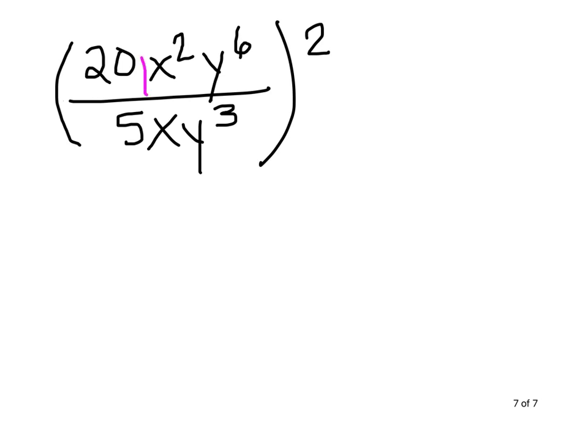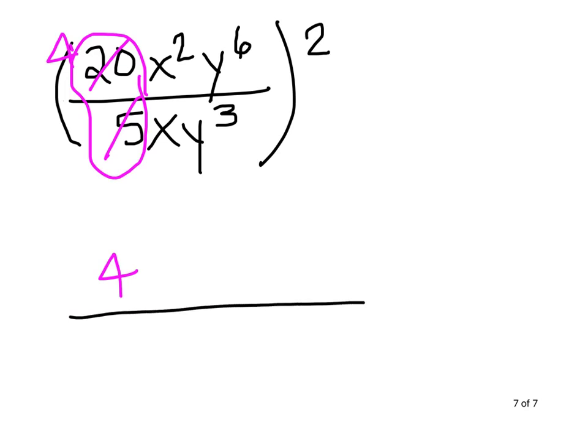Now, first thing I would do is the coefficients. And this one actually simplifies really well. So 20 divided by 5, that would give us 4 on the top, right? And so I'm going to go ahead and rewrite that 4 in there. And I'm going to go ahead and put my fraction bar in here just so I know where things are going, okay? So we've got 20 divided by 5, which gave us the 4.